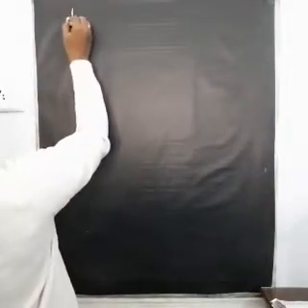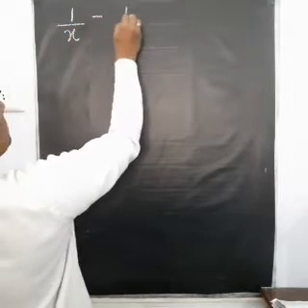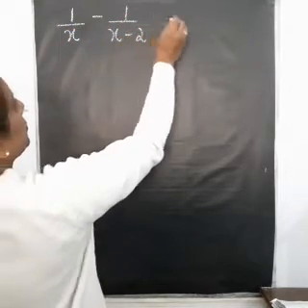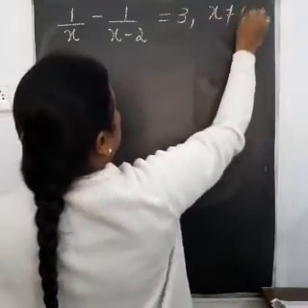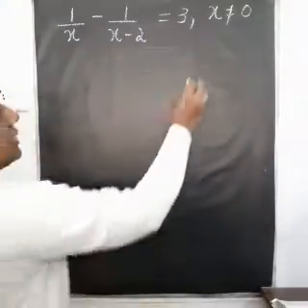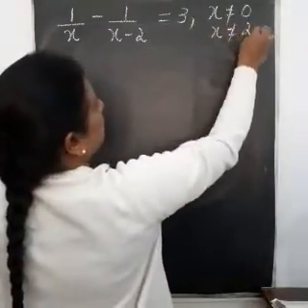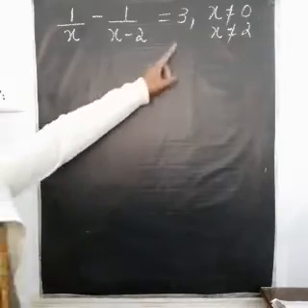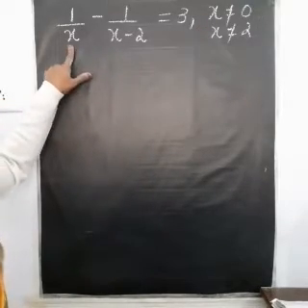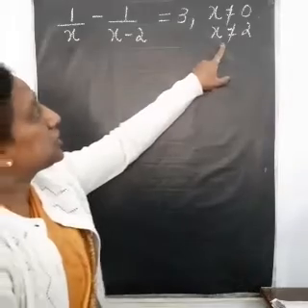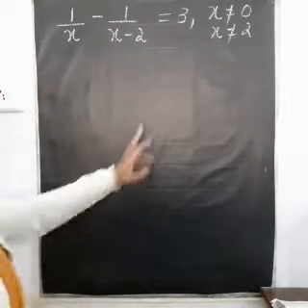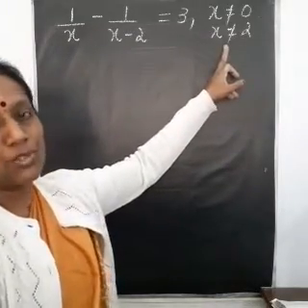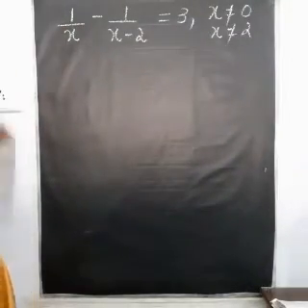Just say the sum is, find the roots of 1 by x minus 1 by x minus 2 is equal to 3, where x is not equal to 0 and x is also not equal to 2. Why are these two conditions given? If x is equal to 0, this will become indefinite. And if x is equal to 2, this term will become indefinite. 2 minus 2 will be 0. So this is mandatory. In the sum it will be given. You don't have to bother about it. We will just continue with this part of it.